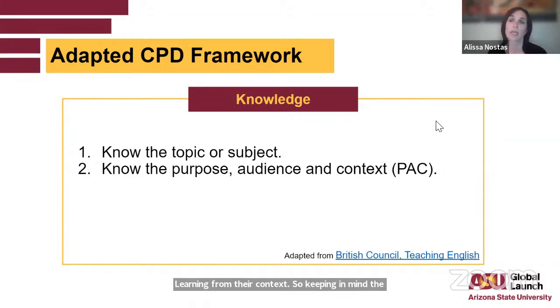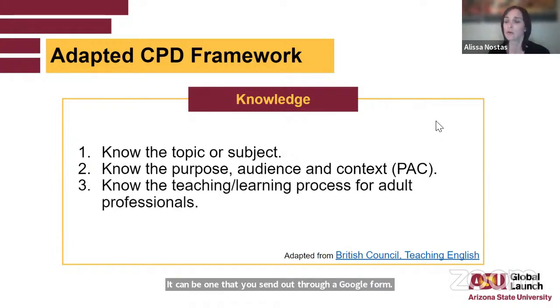And of course, one way you can find out much more about the purpose, audience, and context, and I think somebody mentioned this in the Jamboard, is to run a needs analysis, right? You can send out, and it can be a very simple one. It can be one that you send out through a Google form, and you ask questions about the purpose, audience, and context.